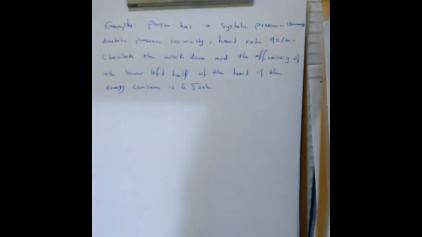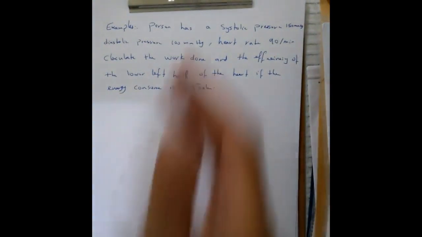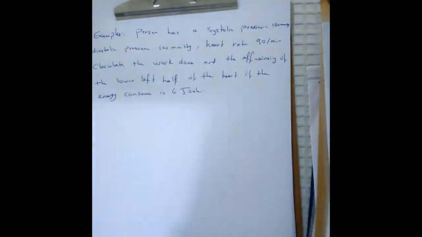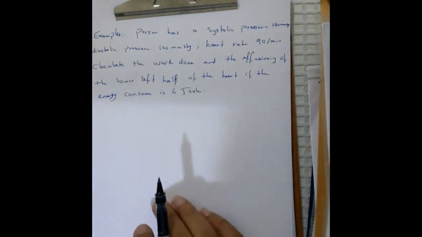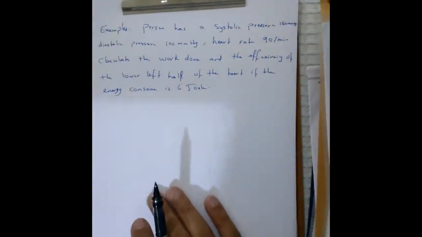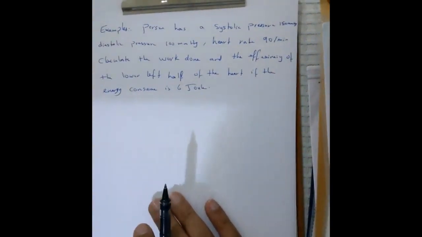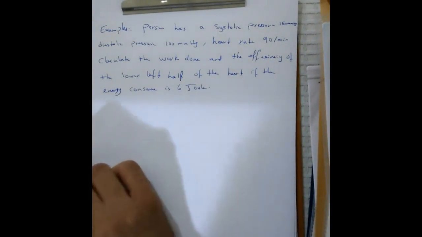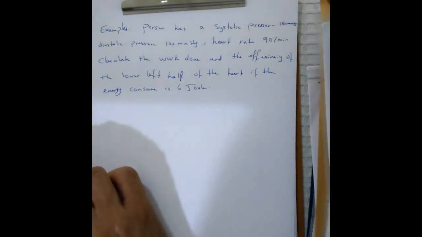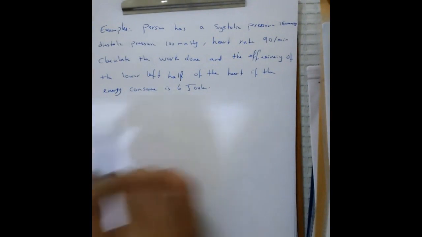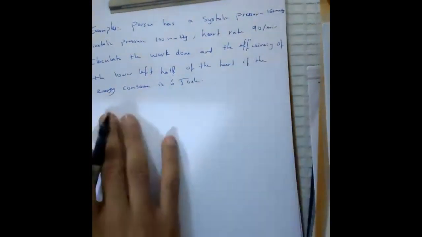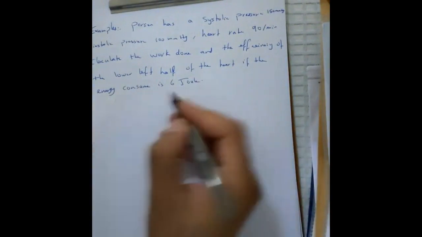The first example we have is a person who has a systolic pressure of 150 millimeters of mercury, and a diastolic pressure of 100 millimeters of mercury. Heart rate 90. Calculate the work done and the efficiency of the lower left half of the heart if the energy consumed is 6 joules. So first of all, I want the work done.